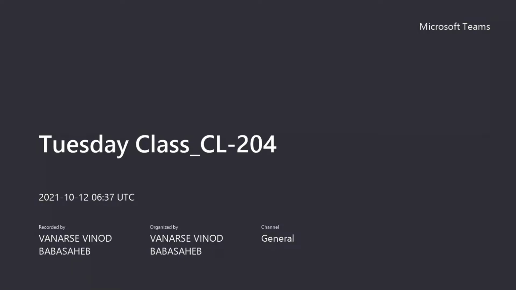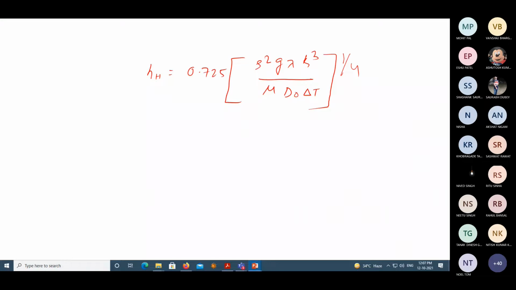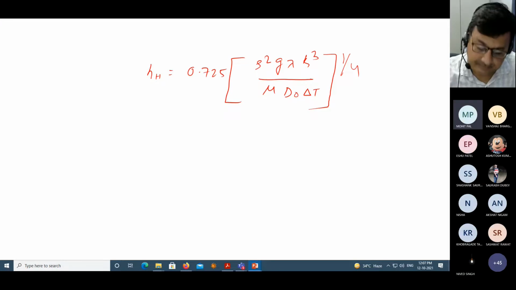So is it arranged horizontally or vertically here? Horizontally in this case, no? In this case, it is arranged horizontally. Yes, it is arranged horizontally. So now we have to find out the individual parameters.